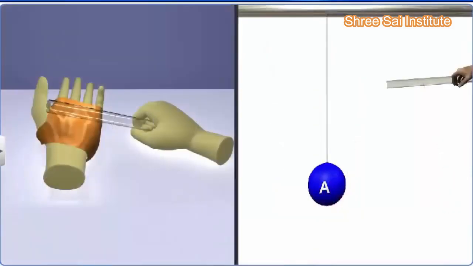These experiments prove that a body can be charged by rubbing against another body or by simply bringing a charged body in contact with another uncharged or neutral body.